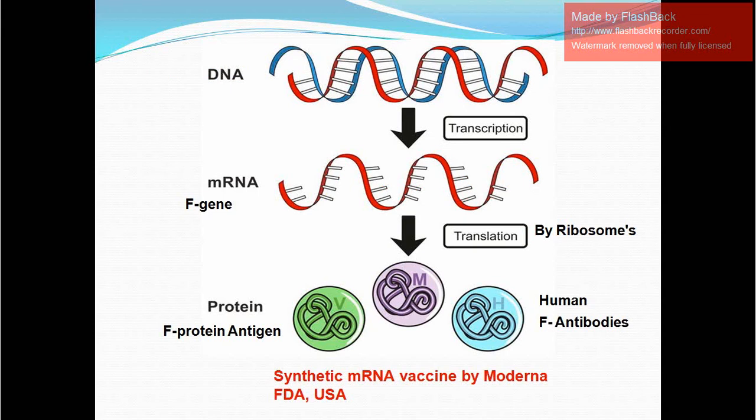Here I show you a picture of how the synthetic mRNA vaccine is developed by Moderna, and the FDA is making good statements about this vaccine. This is really how the DNA comes to the messenger RNA, which codes for the S protein and ribosomes. That is really synthetic and is to be given to humans.